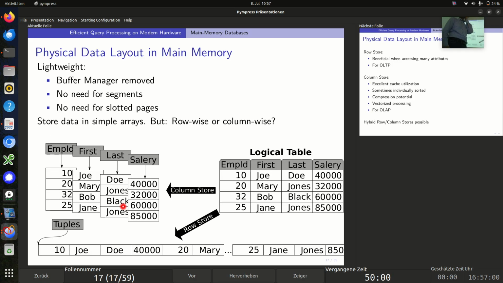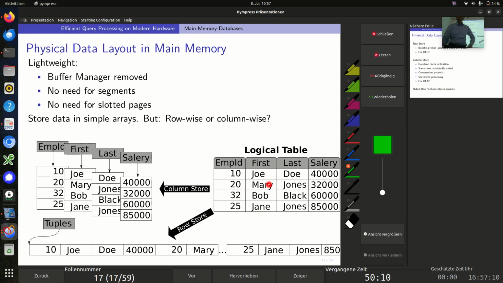Okay, so the first thing we did, we changed the memory layout. So the idea is normally you have a row store, and row store means every line by line. So the first line, the second line, and they are stored consecutively in main memory.